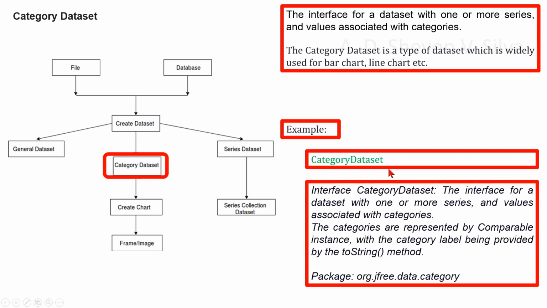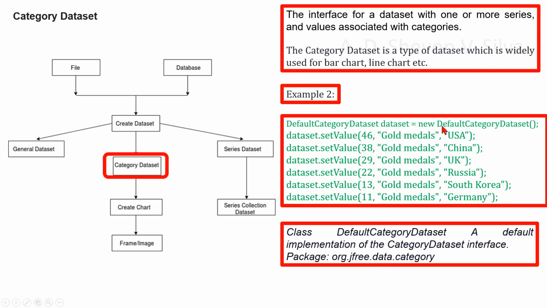Here the interface CategoryDataset. The interface for a dataset with one or more series and values associated with categories. The categories are represented by Comparable instances, with the category label being provided by the toString method. Interface CategoryDataset is in package org.jfree.data.category.